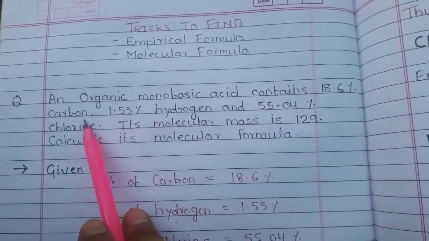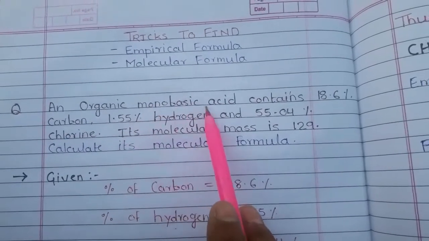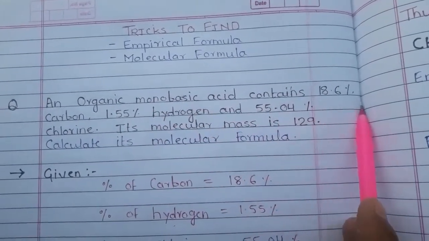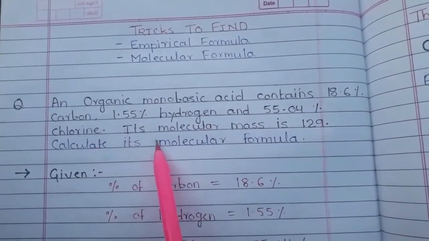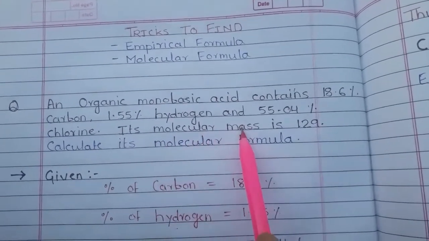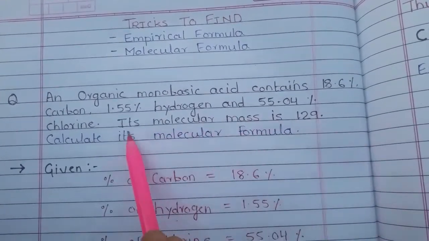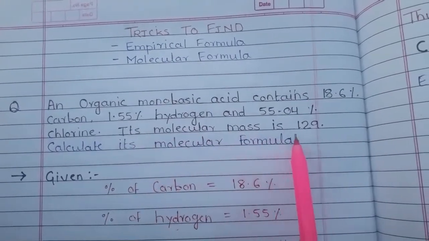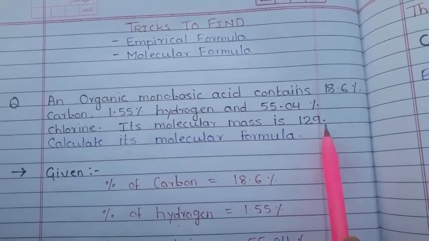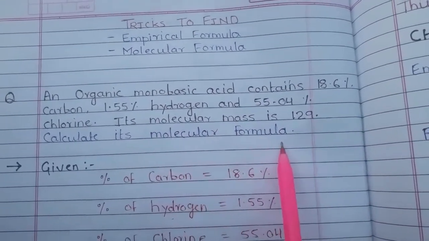So the question here is, an organic monobasic acid contains 18.6% carbon, 1.55% hydrogen and 55.04% chlorine. Its molecular mass is 129, that means 129. So we have to calculate the molecular formula.